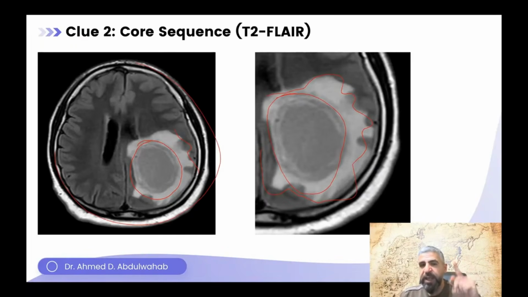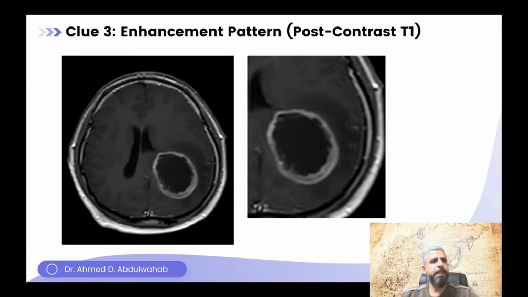In vasogenic edema, diffusion is negative. Exactly. Contrast. We need to give contrast. If we did the diffusion, it will be negative. Definitely. No need to do diffusion here because this is a vasogenic edema, not a cytotoxic edema. Got it? What do we have here? This is a T1 post-contrast. You asked for a contrast, and this is a post-contrast.